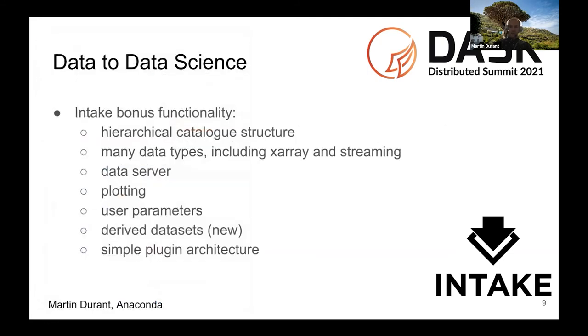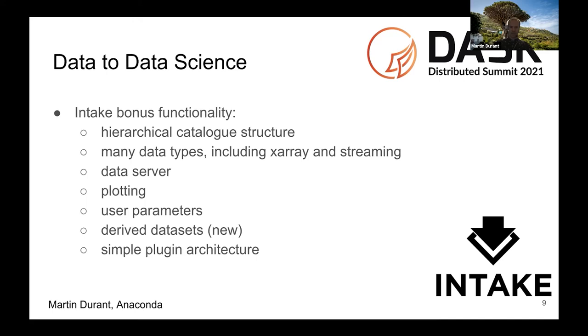On top of being able to find your data and load your data, you get extra bonus functionality. The hierarchical catalogs I already mentioned, you get other data types, other Dask-friendly data types, such as xarray and streamz, with a Z, for streaming data. You can set up a data server or a catalog server that will be the endpoint, where you can control in a fine-grained manner who gets to see which data entry. You can stream data via the server if you want to. You can automatically define how you would like your data to be plotted, so you can include visual elements in your data specification. You can make user parameters.